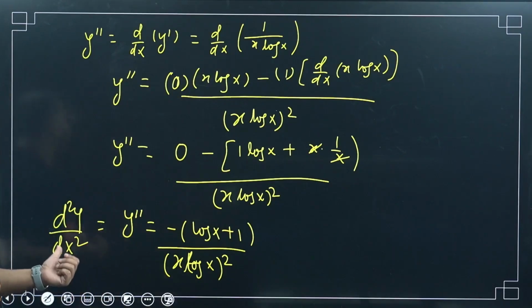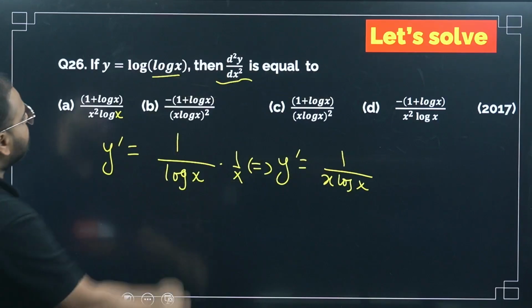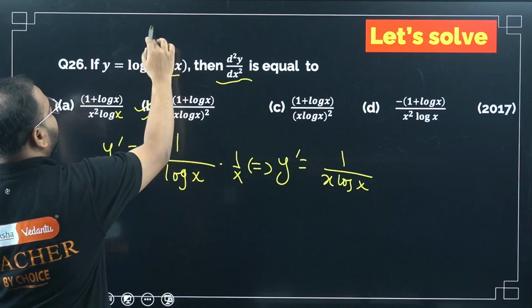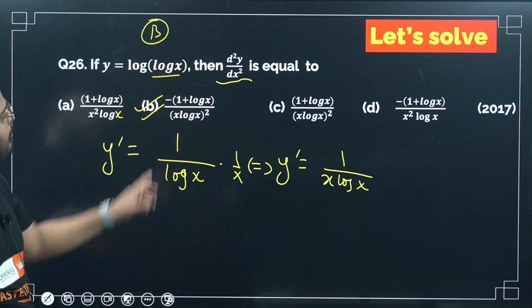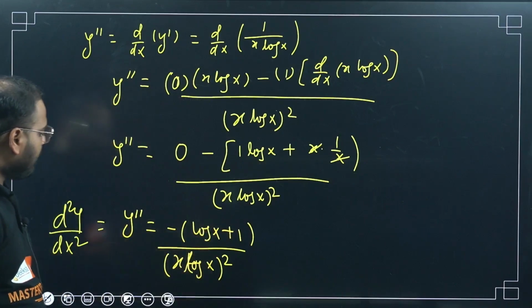Second order derivative, that is d square y by dx square. The answer is B. Please check: minus (1 plus log x) upon (x log x) the whole square.